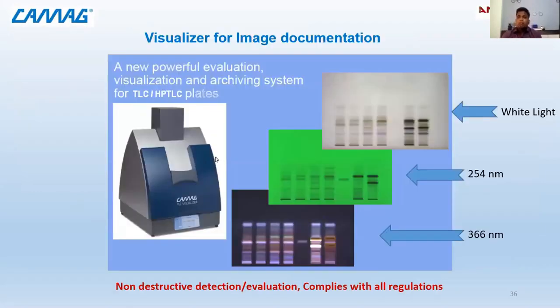Now, after the development, we go for the photo documentation part. For photo documentation, we use this CAMAG TLC Visualizer. This TLC Visualizer will give you three types of images. First is white light, then 254 for the UV, and 366 for the fluorescent. So you will get three types of photos, and these are very HD photos because there is a high definition CCD industrial camera fitted here, which is specifically designed for this module.